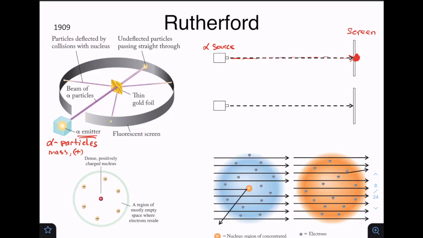Now, instead of using electric and magnetic fields, they took a thin piece of gold foil. Actually, I should probably put that down below because this is the same thing down here. So now we're going to put some gold foil. And we've got some predictions from the plum pudding model of what happens when you shoot some massive positively charged particles through gold foil, given the plum pudding model of the gold atom.